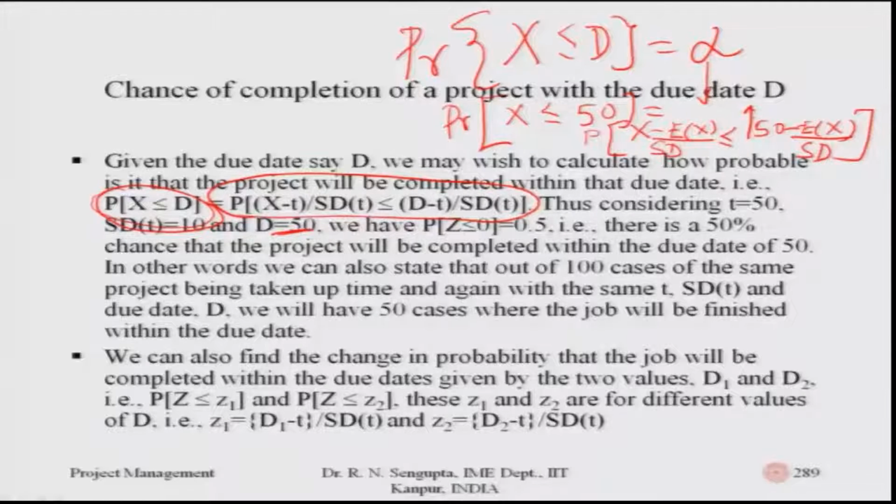This expected value E x is equal to t. So, I am using the general notion. So, this 50 and the expected value is also 50, so this becomes 0. Whatever it is, this now becomes a standard normal deviate z. So, hence it is written as probability of z less than 0.